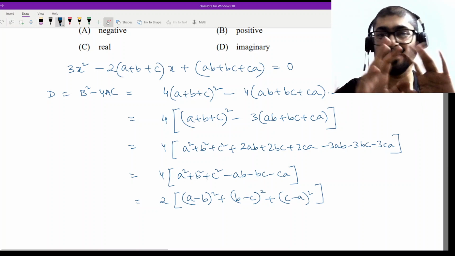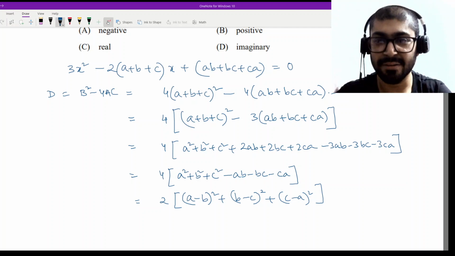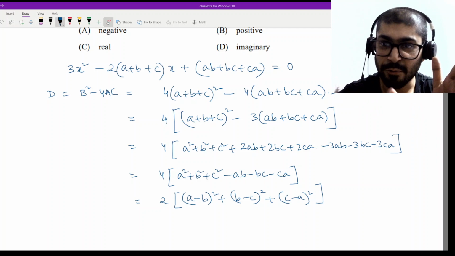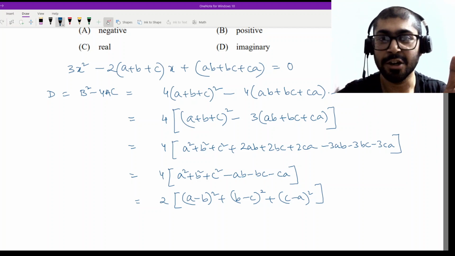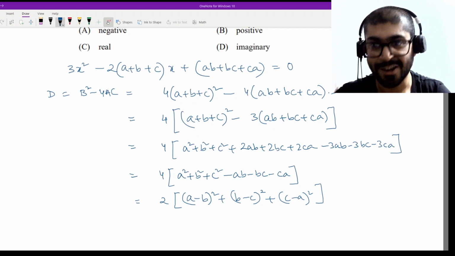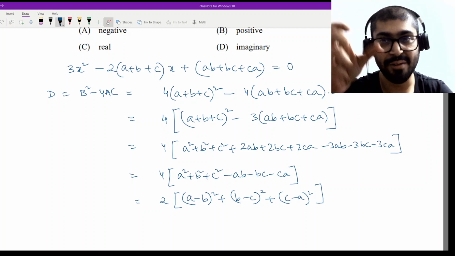Alright, so I hope you can understand this. I'll tell it, make sure you work it out yourself. So one of the 2's I can take out from 4 and multiply it inside. That way I'll get 2a square plus 2b square plus 2c square minus 2ab minus 2bc minus 2ca. Alright, so 2a square and 2b square, and I have minus 2ab from there.